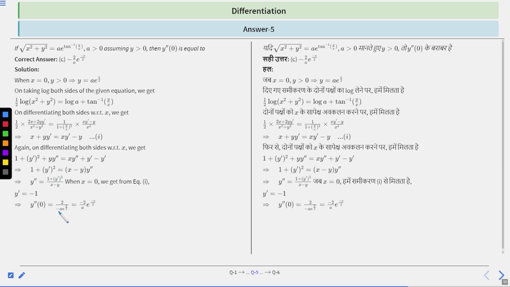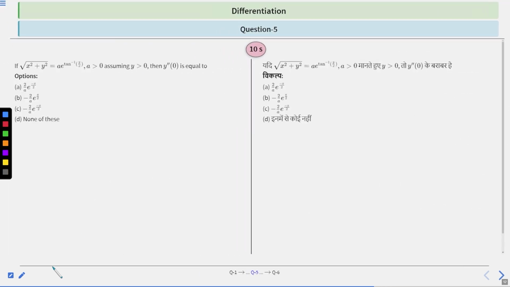And y is given as a e^(π/2). So you will get y''(0) as 2/(−a e^(π/2)), which is equal to −(2/a) e^(−π/2). Clear? So I think option C is the right choice: −(2/a) e^(−π/2).